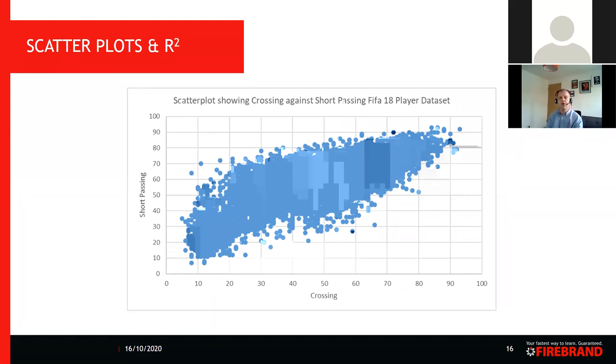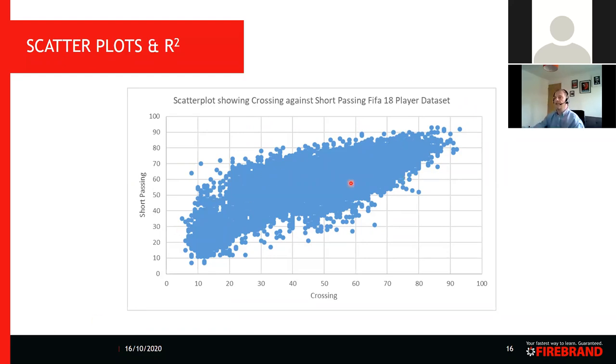What we're going to do, very quickly, is see whether there's a relationship, and we can kind of see whether there is or there isn't already. We're going to see if there's a relationship between a footballer in the FIFA 18 data set's ability to cross a football and their ability to pass a football over a short distance. One of the main ways we would display and visualize that relationship is through a scatterplot, and this is what we have got here.